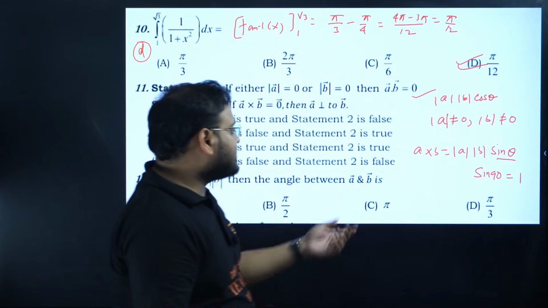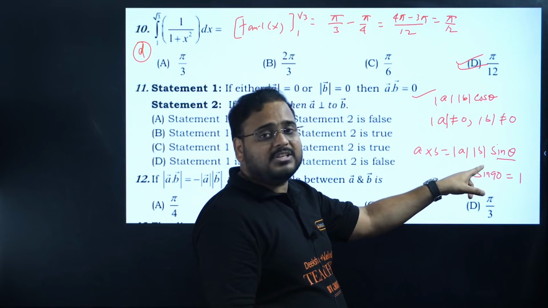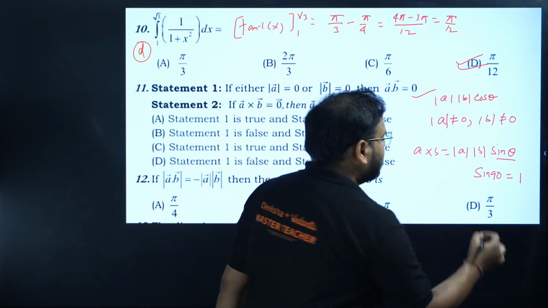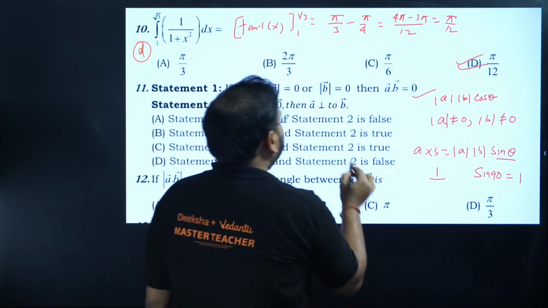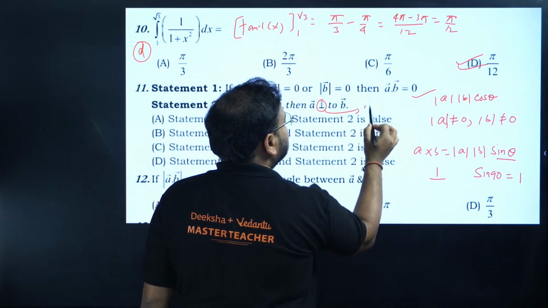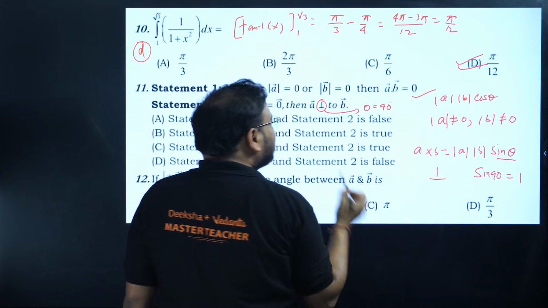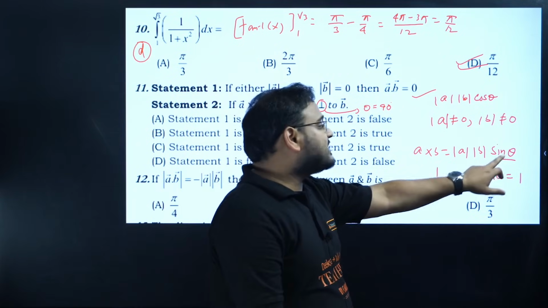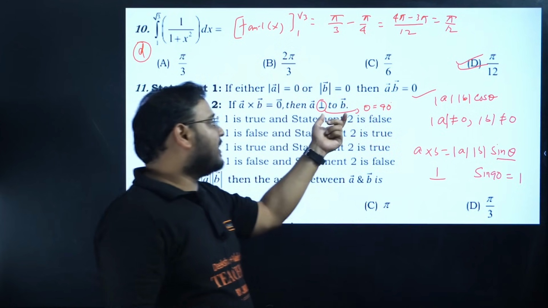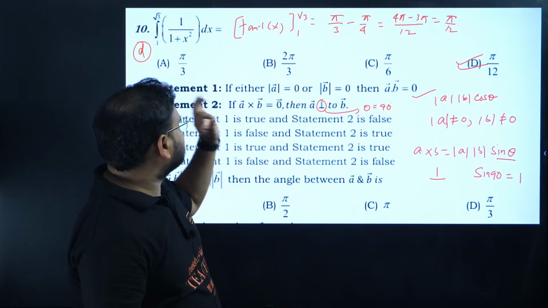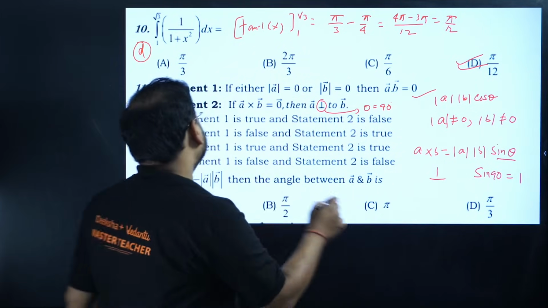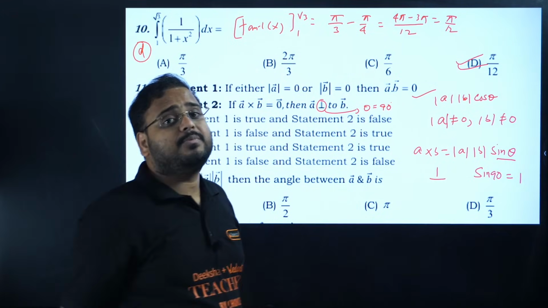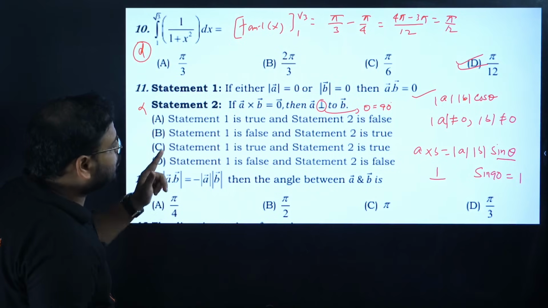So if this A cross B is coming as 0, it means either A or B is 0 or theta has to be 0 degrees. Theta at 90 represents perpendicular lines, which means the angle theta is 90 degrees. So at 90 degrees, sin theta cannot give me a value of 0. So the answer is: statement 1 is true, statement 2 is false. A and B can be 0 or theta can be 0, then only you'll get A cross B as 0.